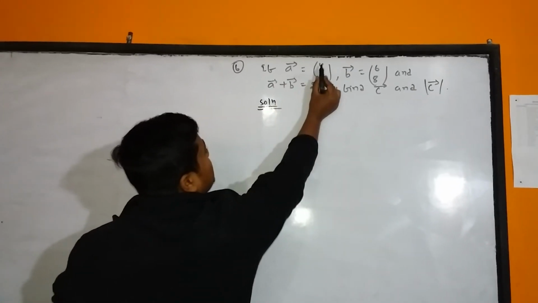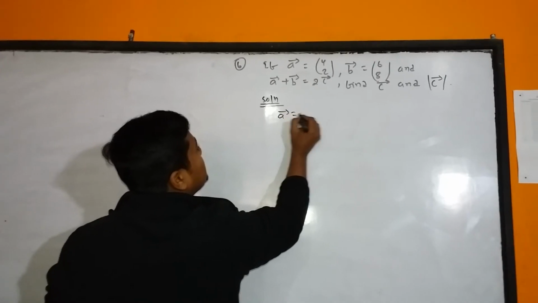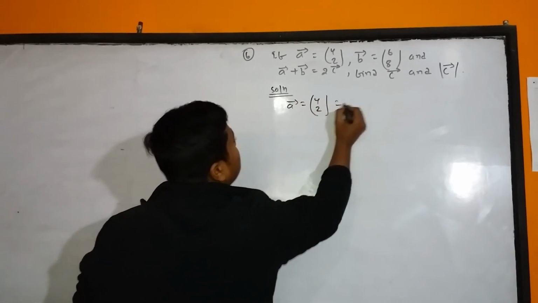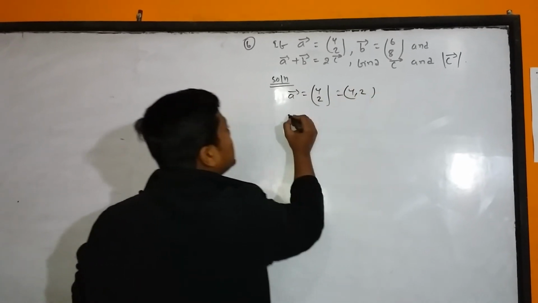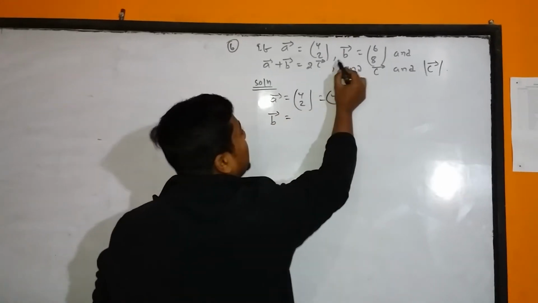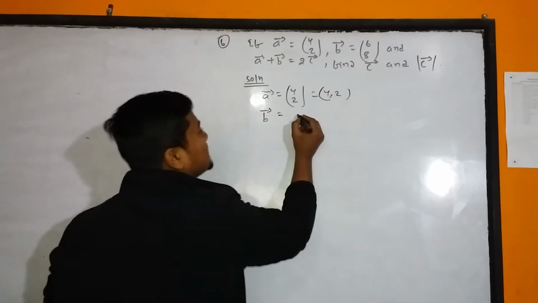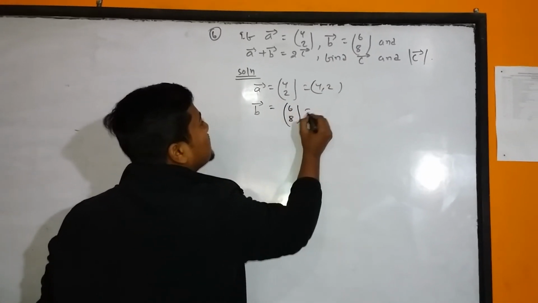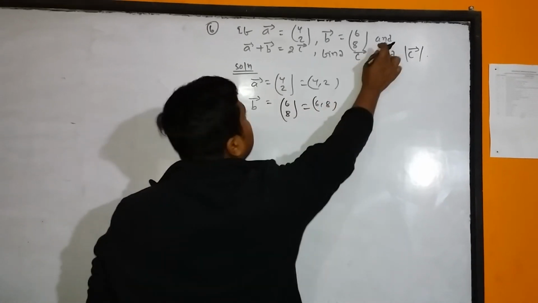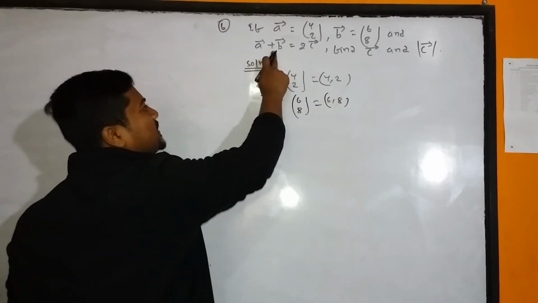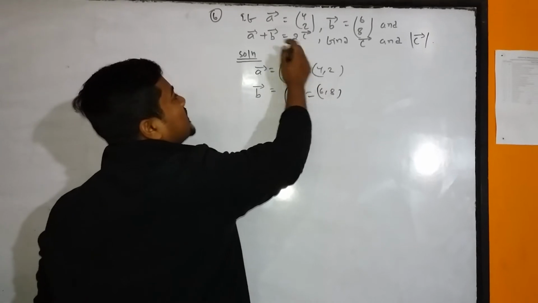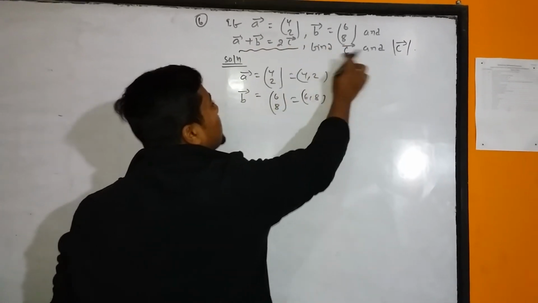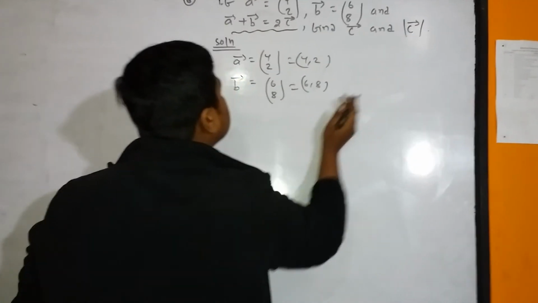Number 6. A vector is given 4 2, this is in column form, row form is this. B vector is given 6 8, 6 comma 8, and A vector plus B vector is equal to 2C vector. This is our given condition. Find C vector and magnitude of C vector.